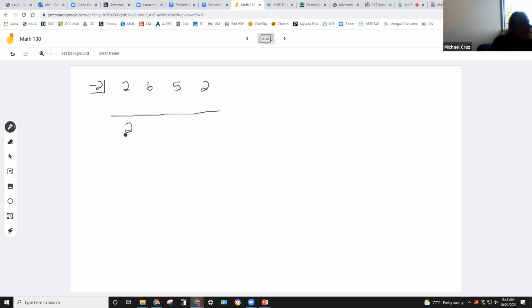To bring down the 2. 2 times negative 2 is negative 4. Negative 4 and 6 is 2. Negative 2 times 2 is negative 4. Negative 2 times 1 is negative 2. And what do you know? So x equals negative 2 is a solution. Now just remember, that means that's a factor of x plus 2. Okay? Because if we take this and put it over there, that would be x plus 2, the factor.